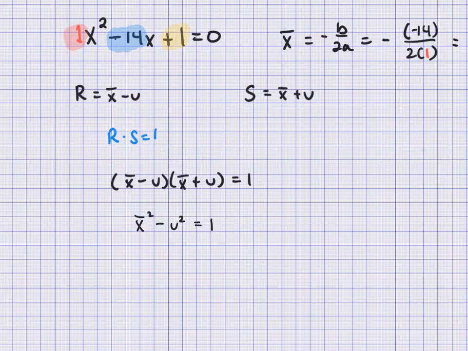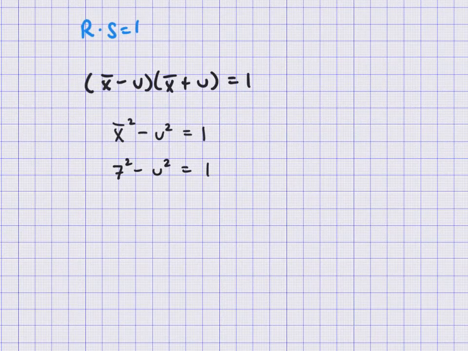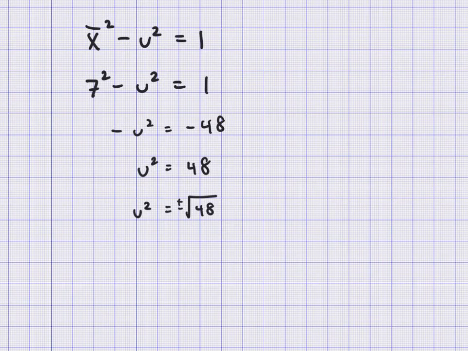Now we can substitute in. So 7 squared minus u squared is equal to 1. So let's keep going with this one here. So negative u squared is equal to negative 48. I subtracted 49 from both sides. Take the opposite of both sides to get positive 48. And u is equal to the square root, don't forget our plus or minus, of 48. Another way of writing that, of course, is that we can simplify it. So u is equal to plus or minus 4 radical 3.